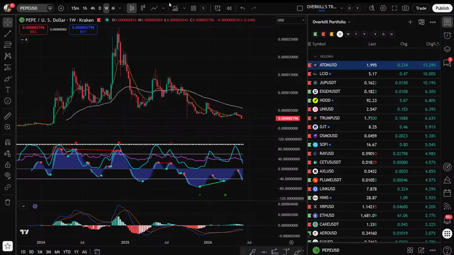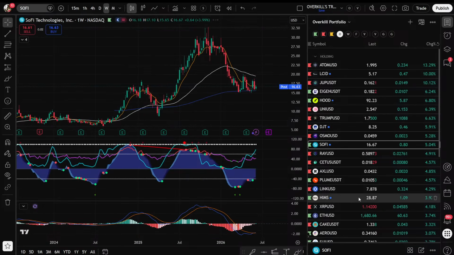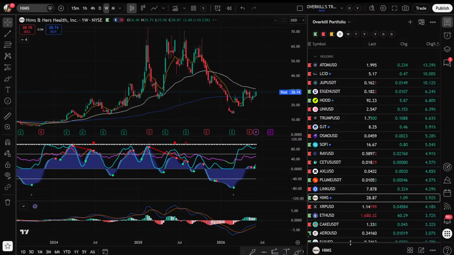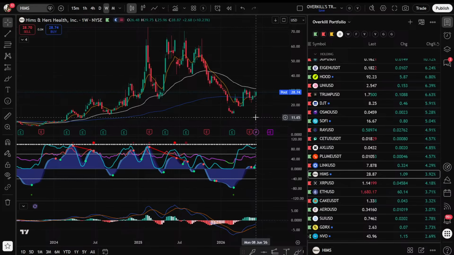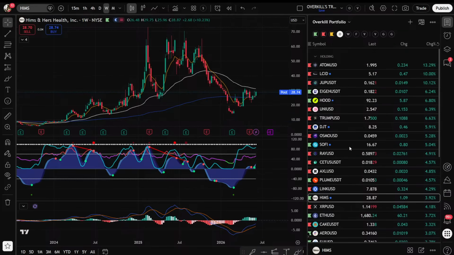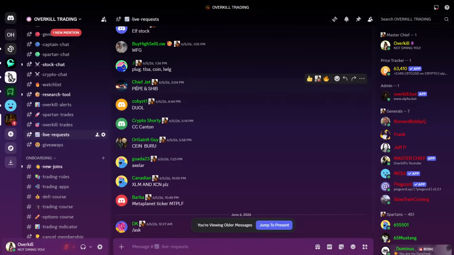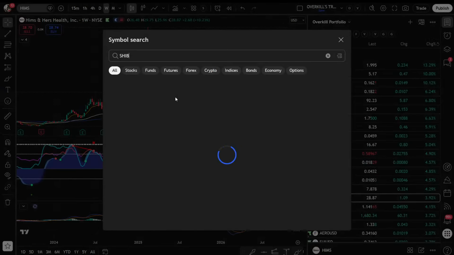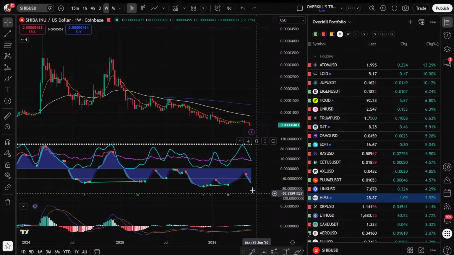A great asset is something that has utility, that people are using, that people are actively going to. Or companies that make good earnings, that are increasing their earnings, companies like Robinhood, that's a great stock. SoFi, great stock. HIMS, great stock. We want to buy great companies and great projects at great prices. So we don't do the meme coins here, but if you wanted to buy Pepe, if you believe in it, I think it looks like a good time to buy according to the indicator.